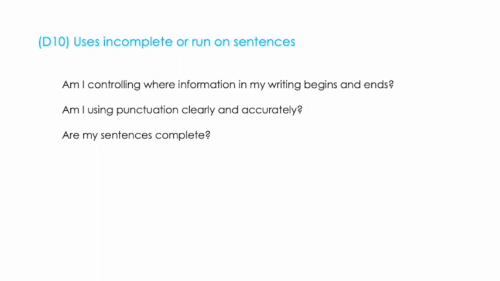We need to consider whether we are controlling where information in our writing begins and ends, whether we're using punctuation clearly and accurately, and whether sentences are complete. The purpose of sentences is to convey information. However, when our sentences aren't clearly defined, it's difficult to know where our information begins and ends.